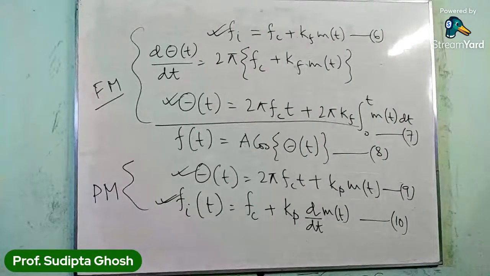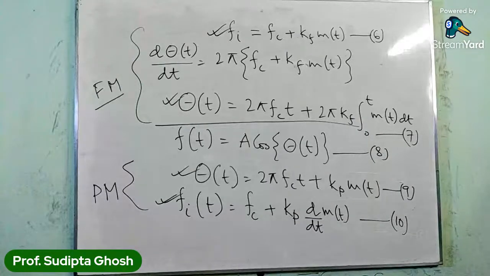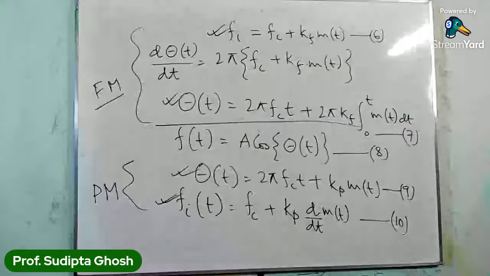But I am interested in getting some differences with respect to the mathematical equations derived. That is, right now I am considering equations 6 and 7 for the FM system and 9 and 10 for the phase modulation scheme. Now, what can we talk about? If you compare equations 6 and 7 with equations 9 and 10, just follow these four equations right now. We find that unless we know something about the modulation in advance, we may not be able to make out whether the signal is FM or PM.